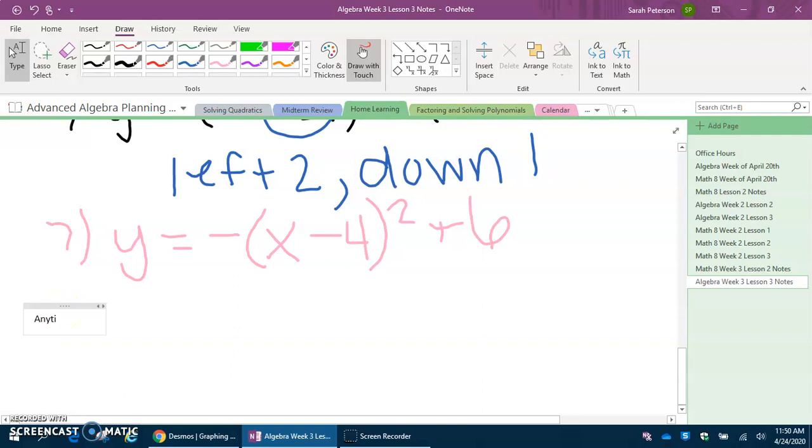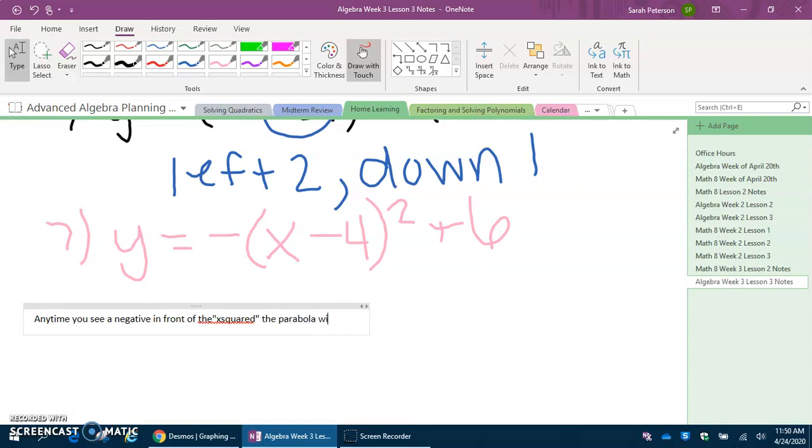So anytime you see a negative in front of the x squared, the parabola will flip. That means if it was opening up, it'll open down, and if it opens down, it'll open up if you put a negative in front of it. So that's kind of a point to remember with the negatives.